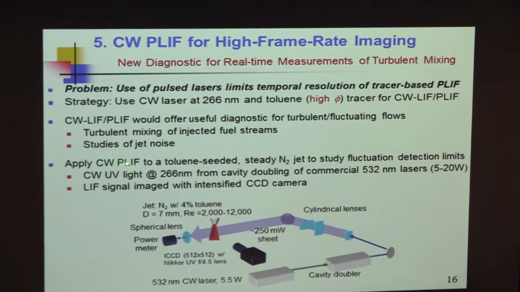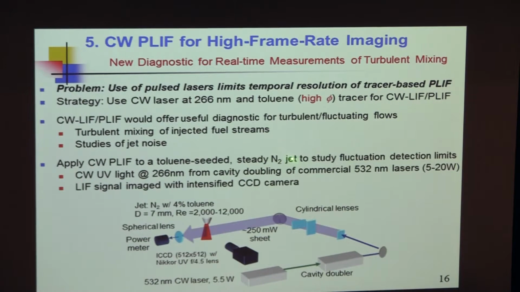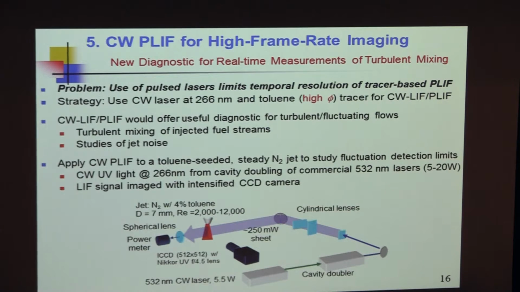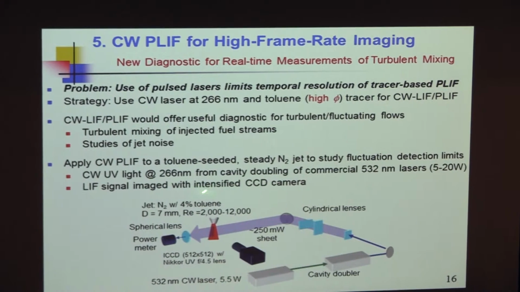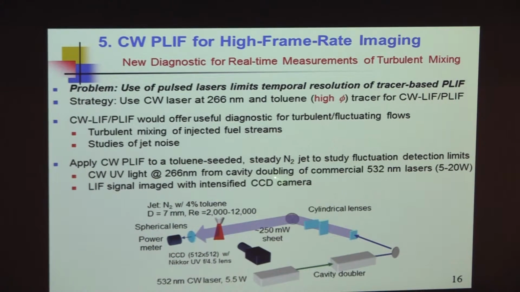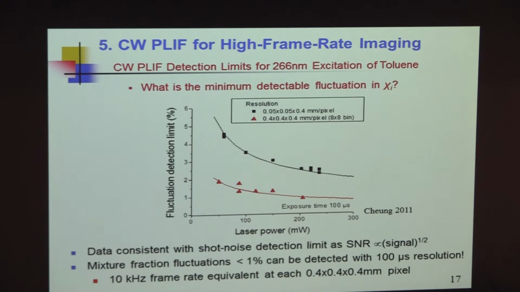So we wanted to look at a CW PLIF, toluene seeded, steady nitrogen jet, well, steady, but with fluctuations present. 266, cavity doubling of commercial 532, really cheap experiment. Intensified CCD, so we need an intensified camera. So the question is, how far can we go, and what sort of time resolution and repetition rate can we get? So this is a figure that I'll try to explain to you.